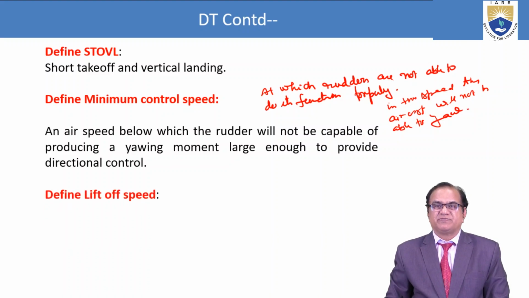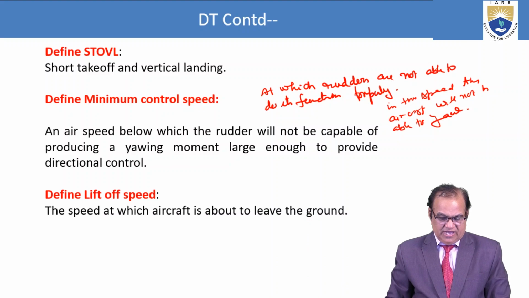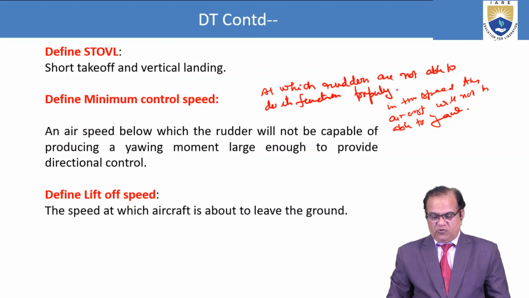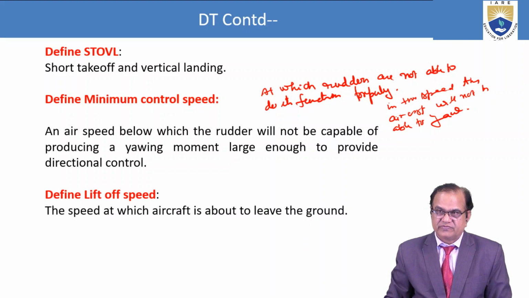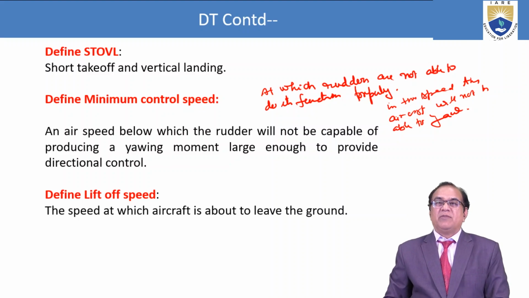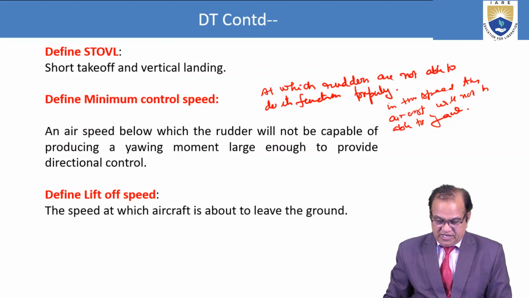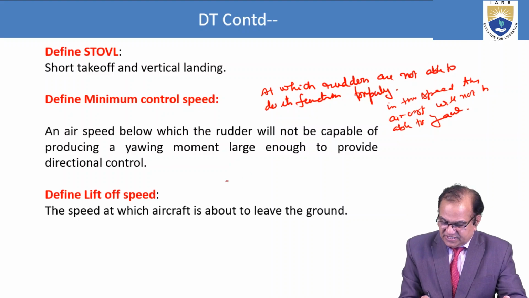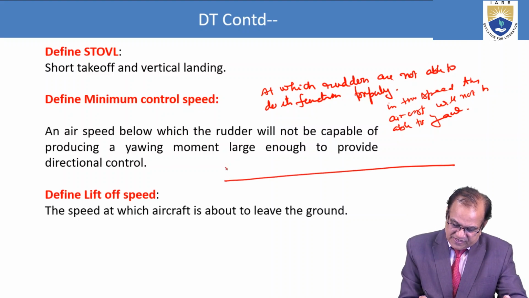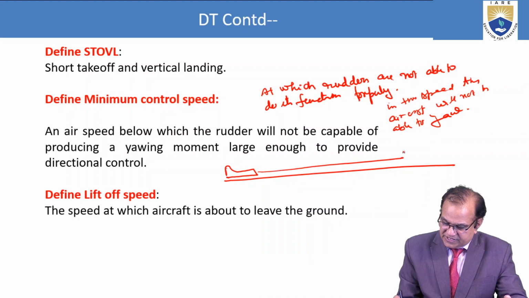Define lift off speed. The speed at which the aircraft is about to leave the ground. About to leave the ground, that is called the lift off speed. So if this is the runway, the aircraft is starting from here. This is here. We lift off. From here, your aircraft will start like this.